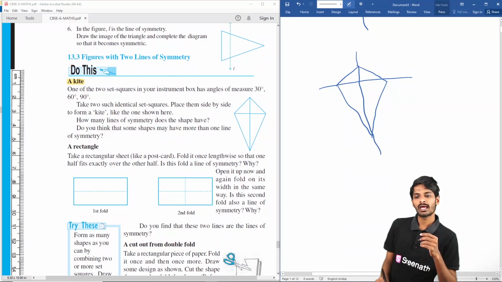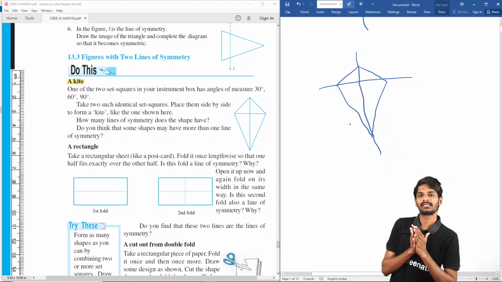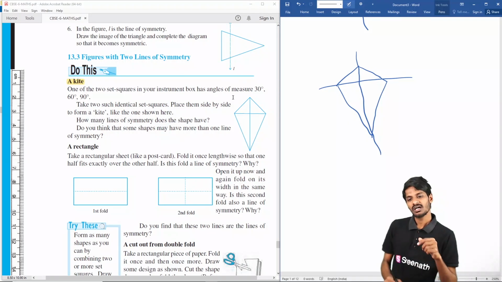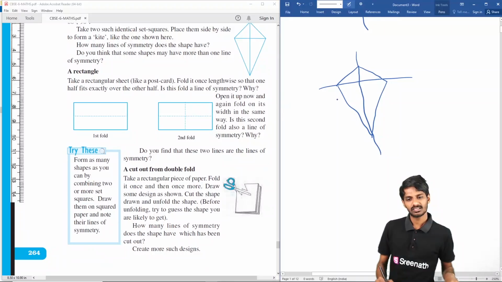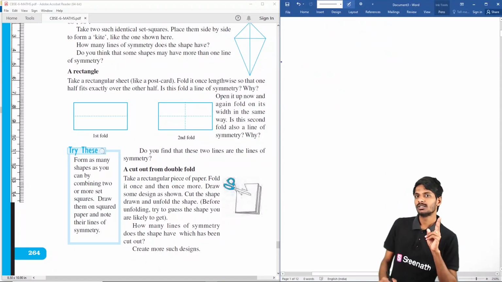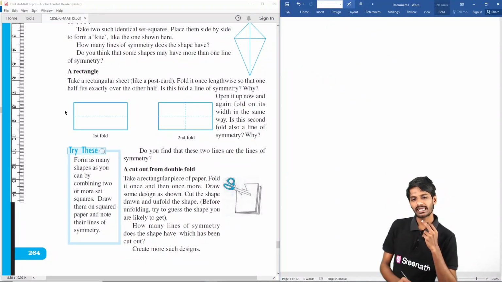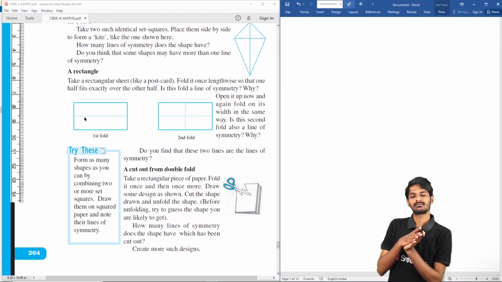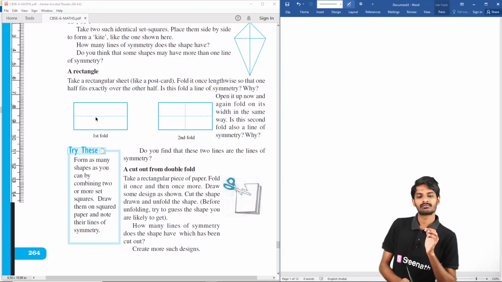Okay, if you fold along this line, like that, you will see the symmetry. Okay. Now take the rectangle. It is the best example to see the two lines of symmetry. So take a rectangular sheet, and fold it along this dotted line, along its length.